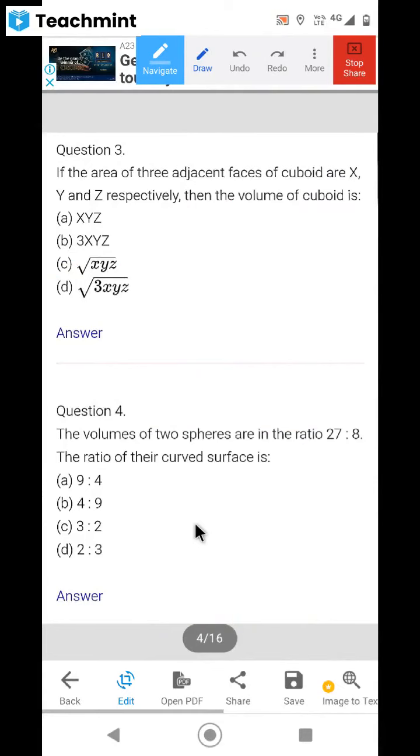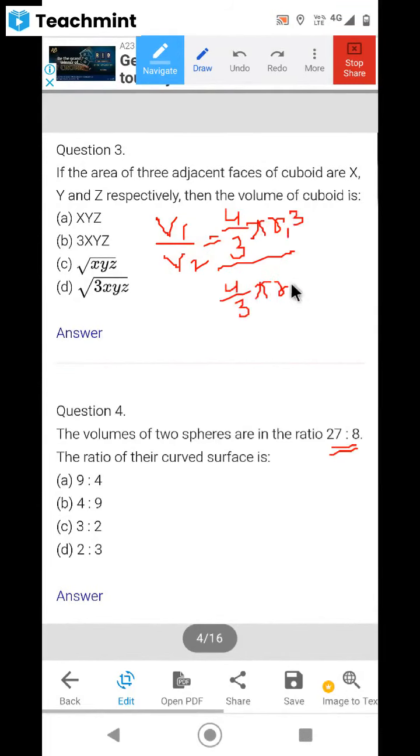The volumes of two spheres are in the ratio 27 to 8. Find the ratio of their curved surface areas. Okay, two spheres, volume 1 divided by volume 2, what they are saying is equal to 27 by 8. Volume 1 means what is the volume of the sphere? Volume of the sphere is 4 by 3 pi r1 cube, no? And the next one is 4 by 3 pi r2 cube, no? So that is equal to 27 by 8.